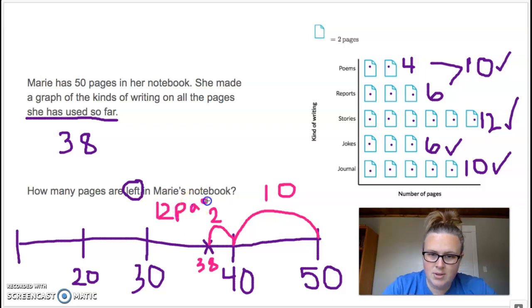Ooh, hard to write on your keyboard. Left in her notebook.